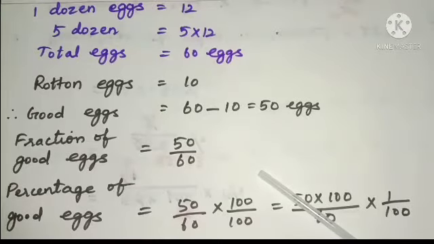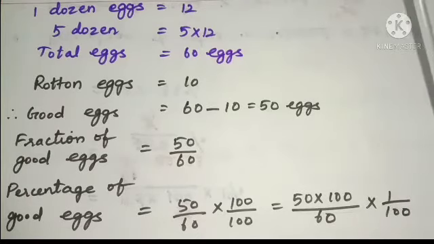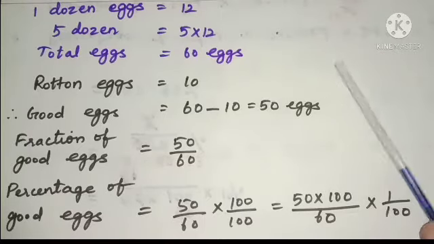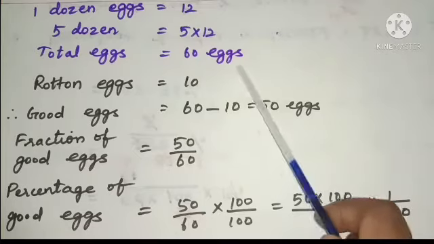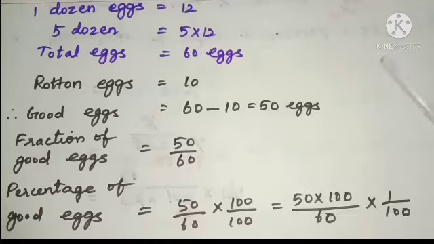The problem: Indian bought 5 dozen eggs. Children, in 1 dozen, how many eggs are there? Yes, it is 12. There are 12 eggs in 1 dozen. And he bought 5 dozen eggs. So total number of eggs will be 5 into 12 is 60 eggs. Out of that 5 dozen eggs, 10 eggs are rotten. 10 eggs are spoiled, not in good condition. Express the number of good eggs as percentage.